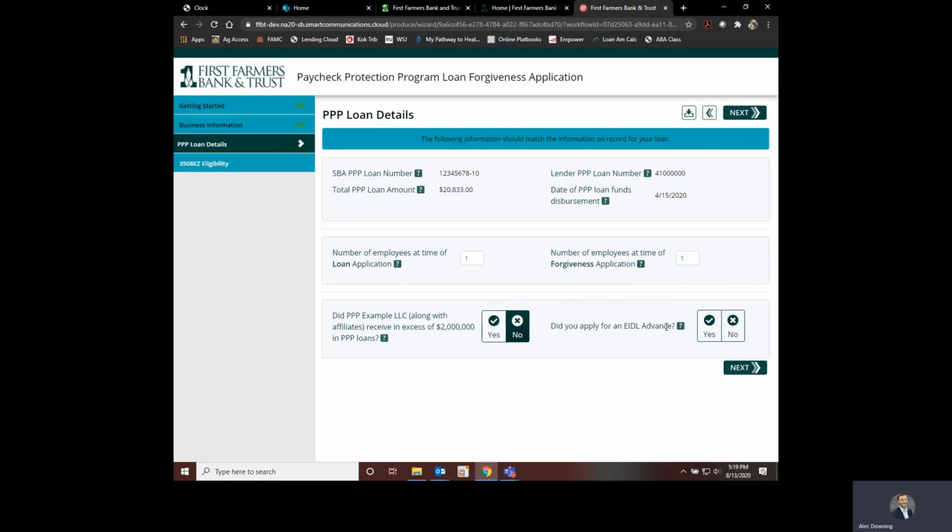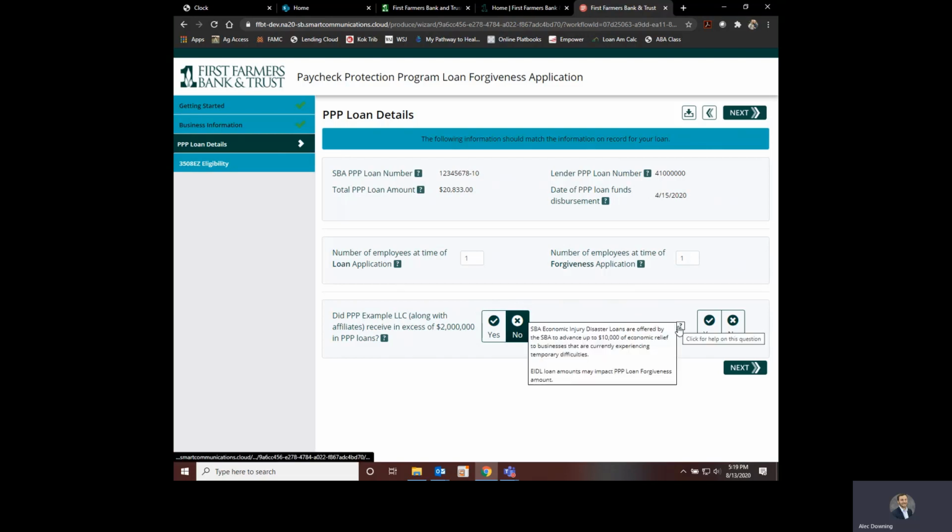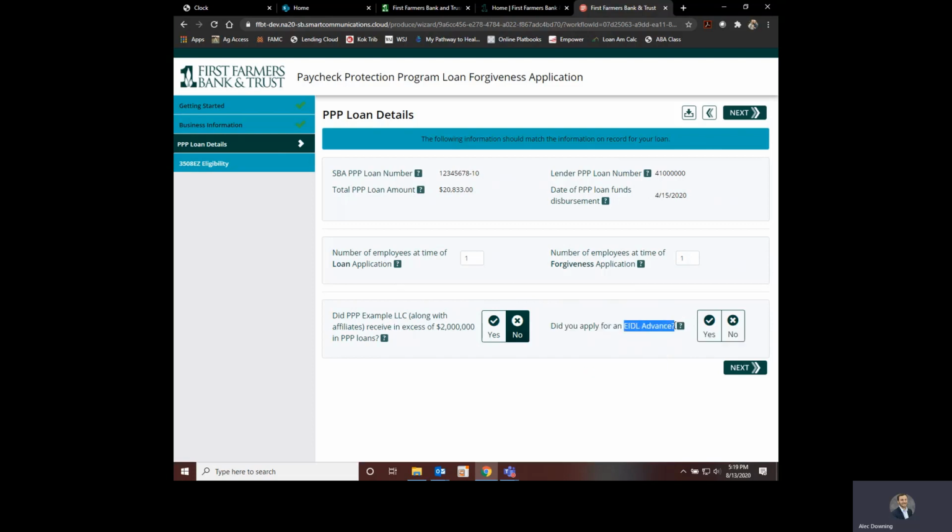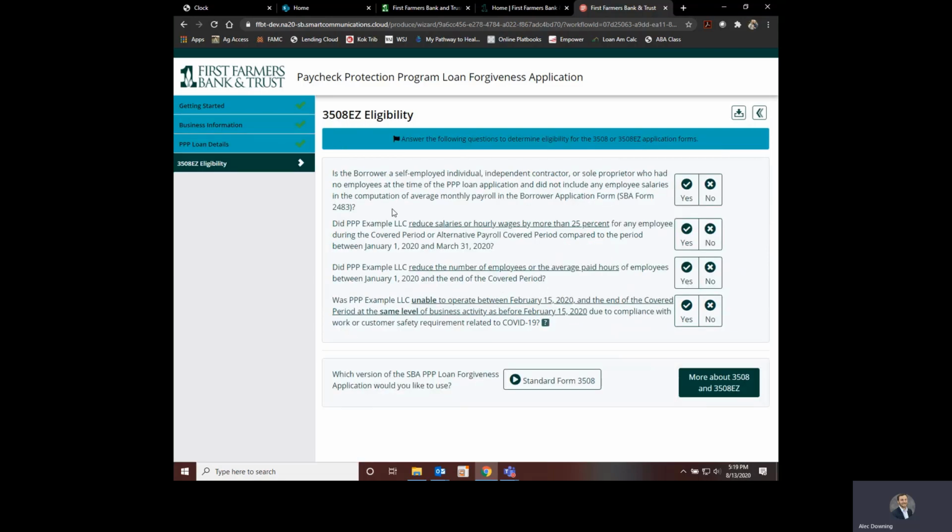Did you apply for an EIDL advance is another good one that some people have questions on. So if you got an advance from the EIDL, that was the grant portion of this, and it would have been typically $1,000 per employee if there were still any funds available. You would select yes and be able to click or type in the amount of your advance and the EIDL application number. In my case, for my fictional company, I did not apply for one of these, so I can click no.